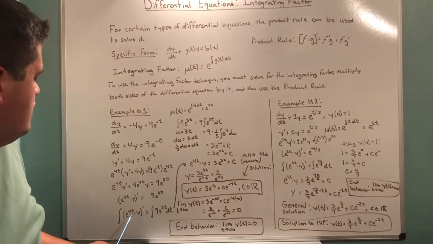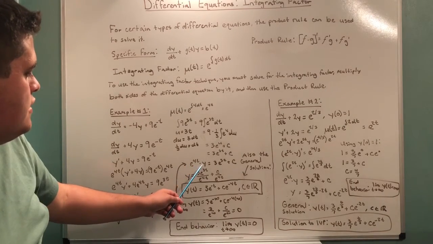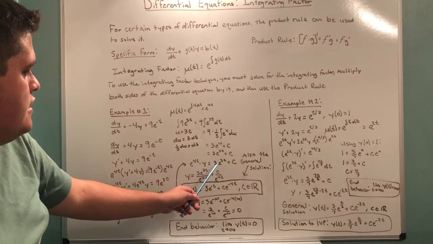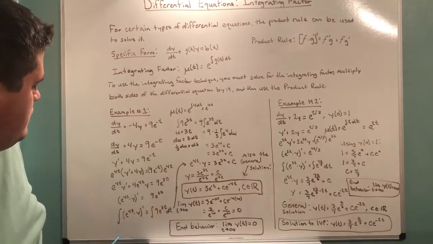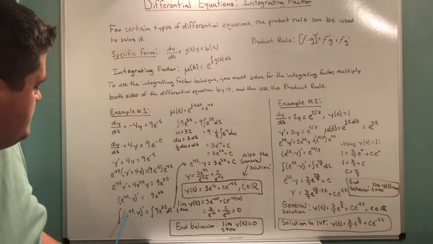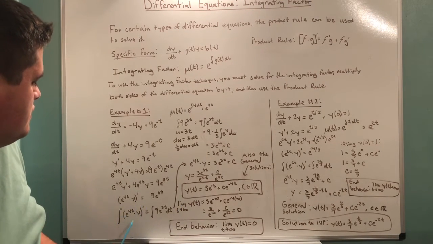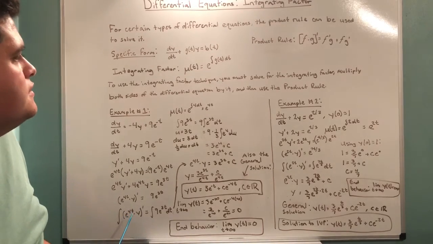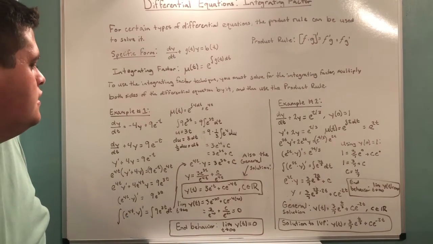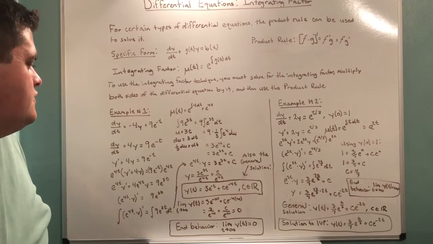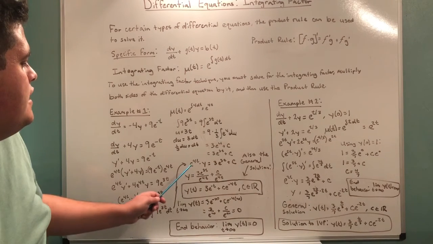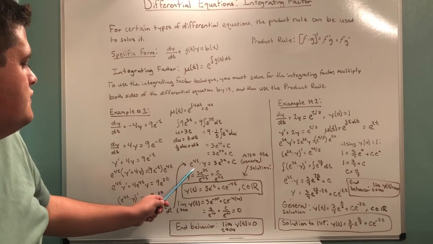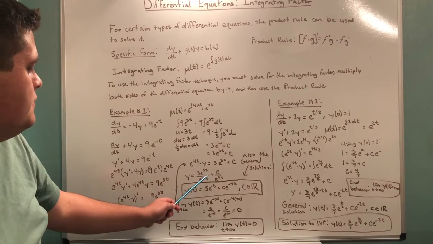So now we have e to the 4t times y is equal to 3e to the 3t plus c. Now when we worked out this integral, see that the integral of the derivative returns the original function inside. This is why the integrating factor technique is so helpful in differential equations. So now that we have this, we simply divide each side by e to the 4t.